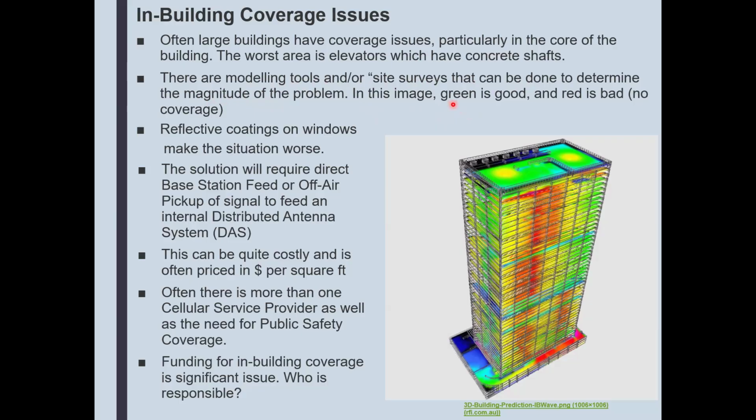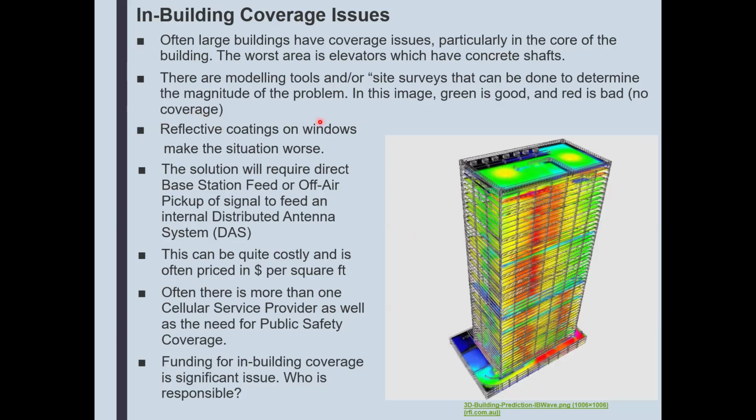In this image, the green is good, red is bad. Bad means no coverage. See here? That would be the elevator shafts for the most part. Talking just about, for example, the cellular coverage. But how is it that you go to Toronto, to some of the large buildings, London, Ontario here too, you go into the elevator, and your phone works? Okay?